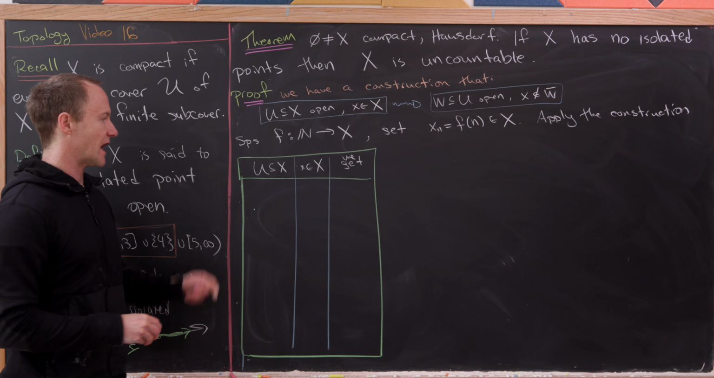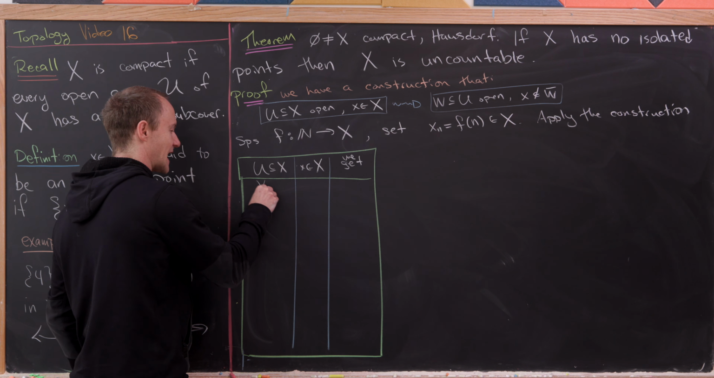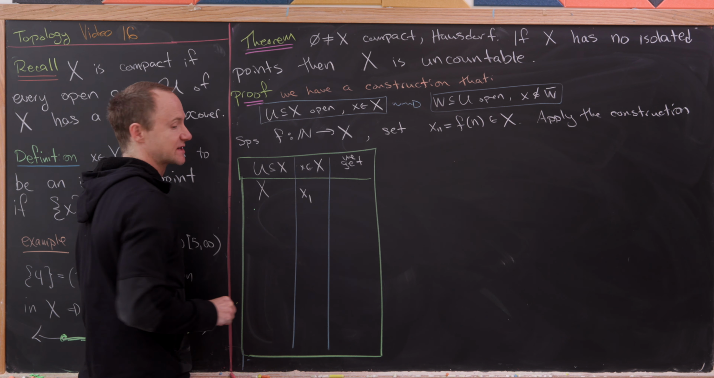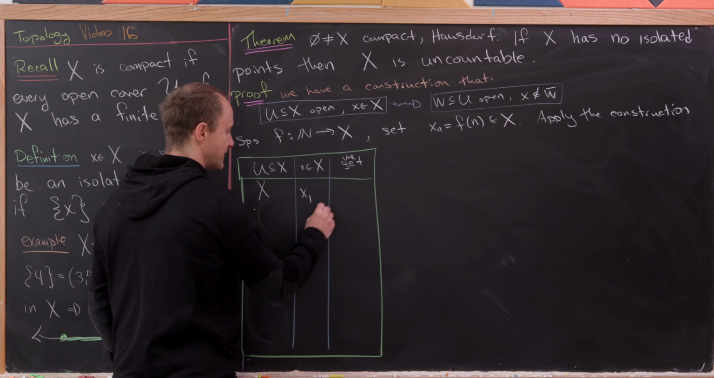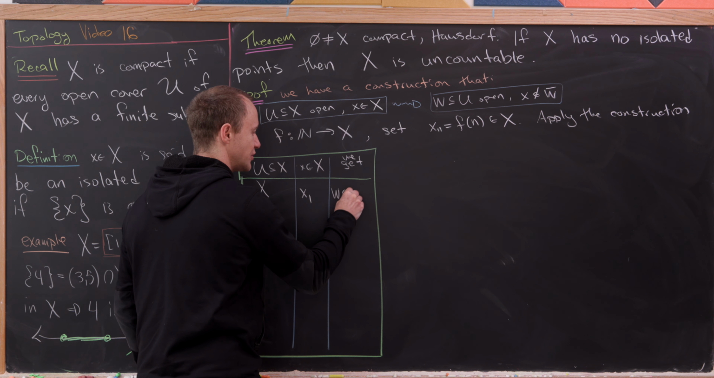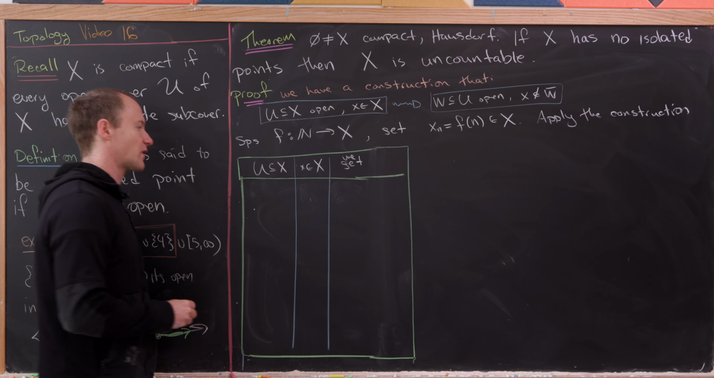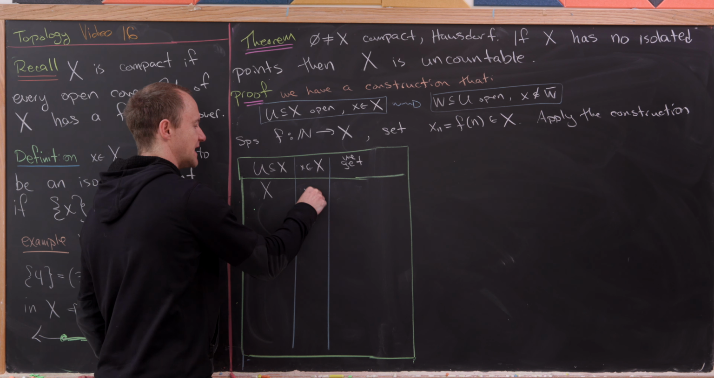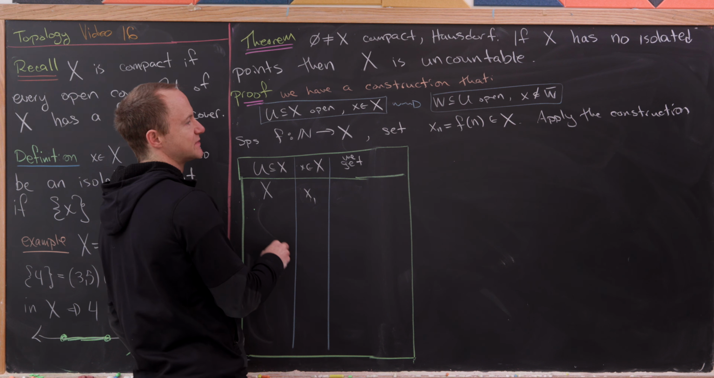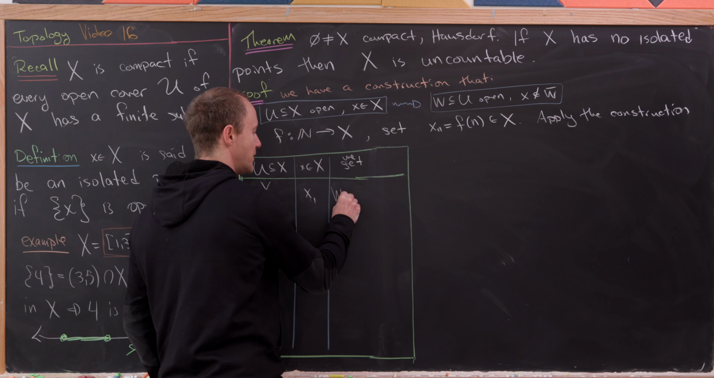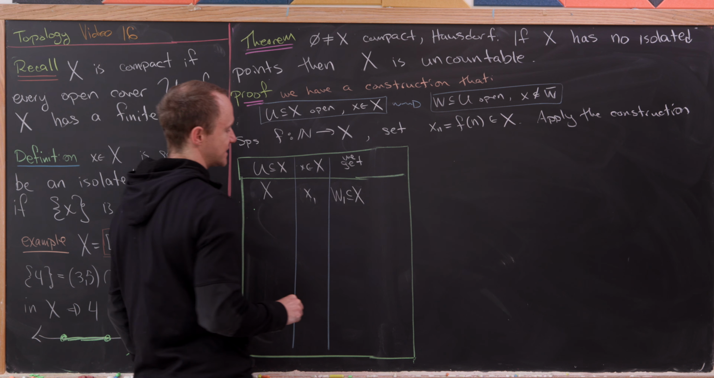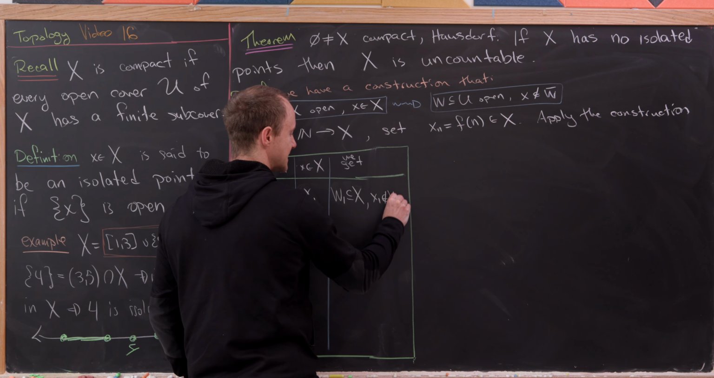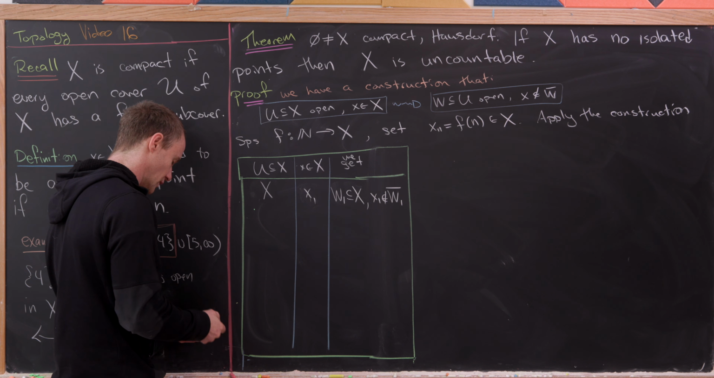For the first round, we'll take our set U to be the entire set X, and we'll take our point x to be the point x1. Out of that, we get an open set which we'll call W1, which is a subset of the whole thing. And x1 will not be contained within the closure of W1.